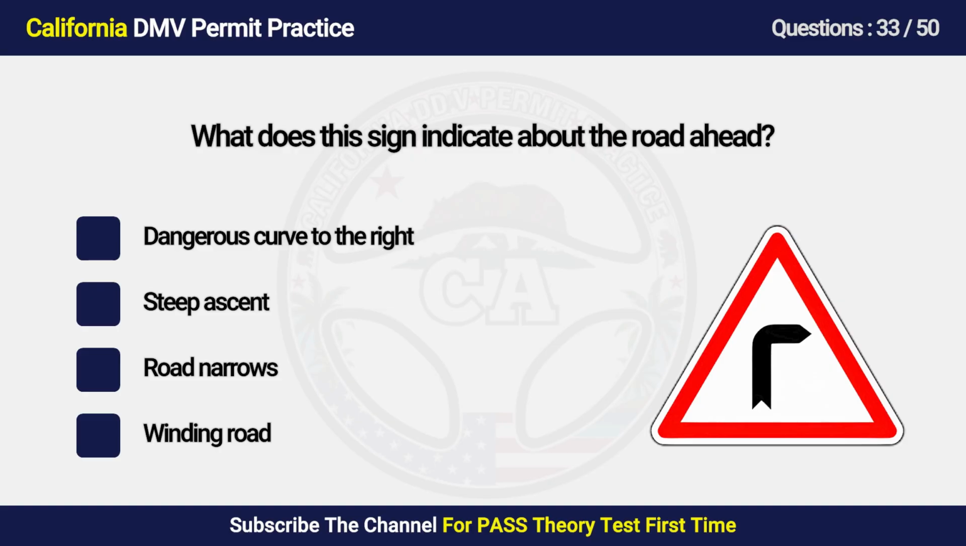Question 33. What does this sign indicate about the road ahead? A. Dangerous curve to the right. B. Steep ascent. C. Road narrows. D. Winding road.